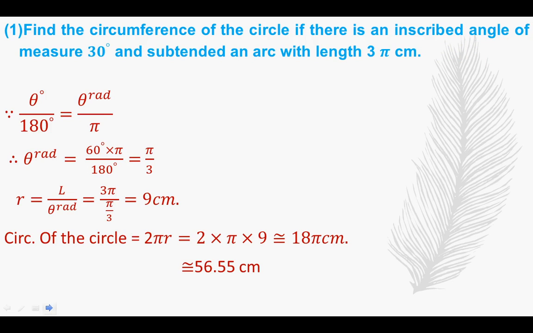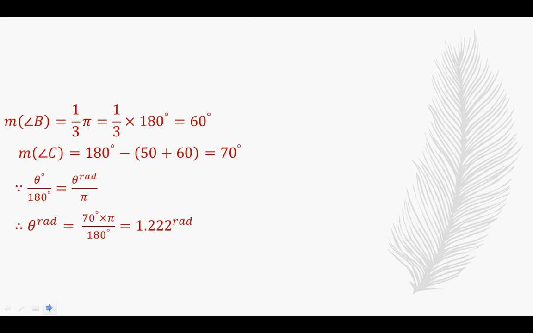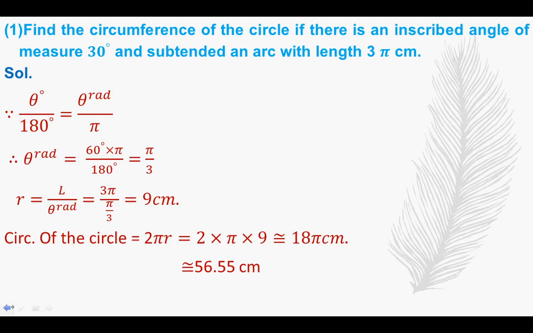Find the circumference of the circle, if there is an inscribed angle of measure 30 that subtends an arc with length 3π centimeters.